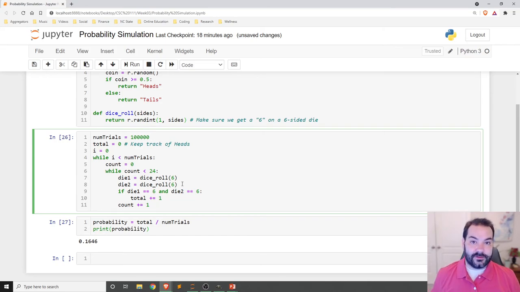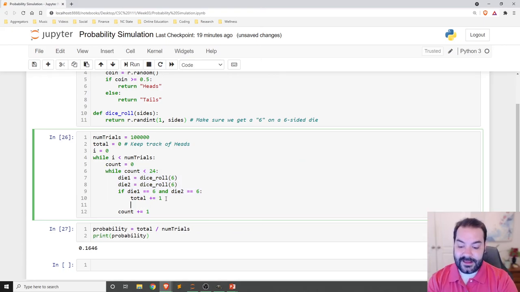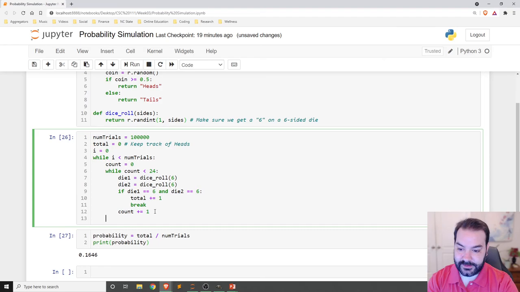Now, this is where we get into the fact that we now can effectively quit this iteration, because if I roll two sixes in any of that 24 simulation, it's done, right? Six has happened, don't need to check anymore. So if that occurs, we are going to break out of our secondary loop. This is not going to exit out of the entire looping structure, just our innermost loop. And so the last little bit here is I is going to increment by 1.